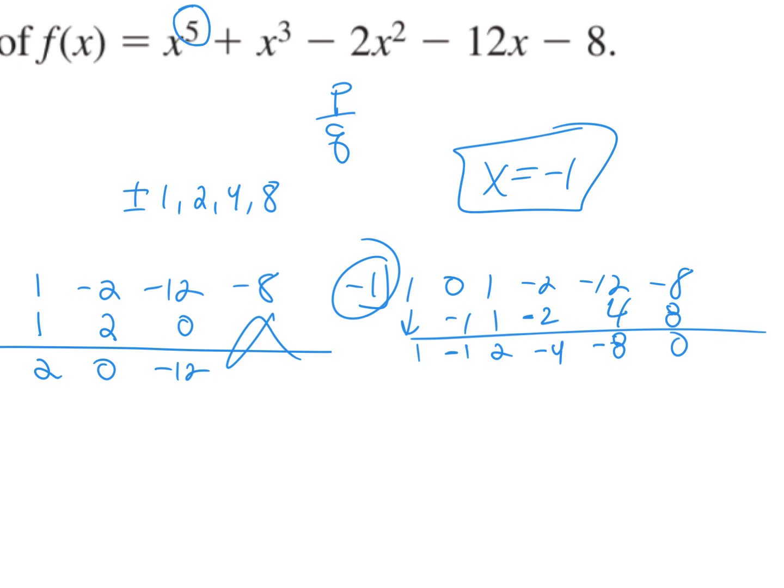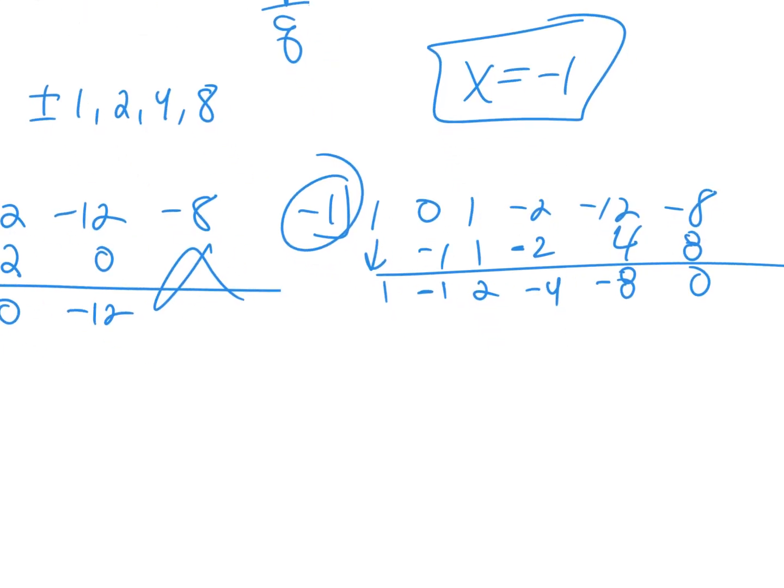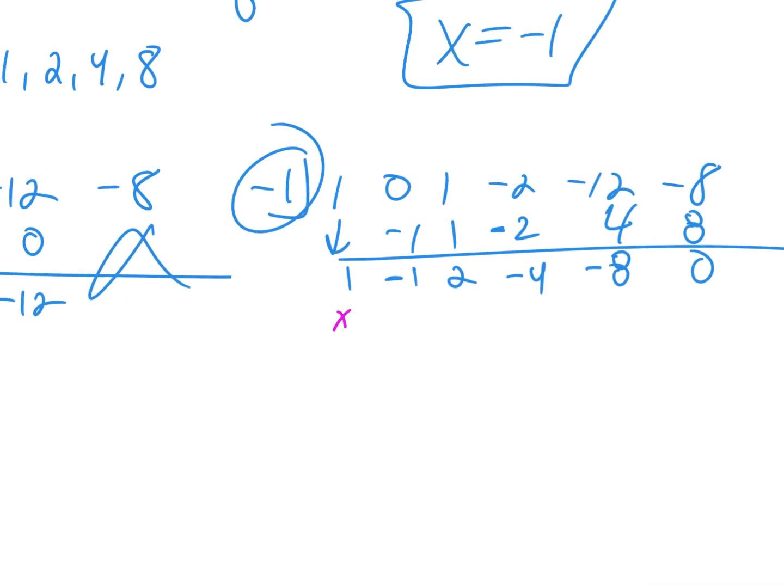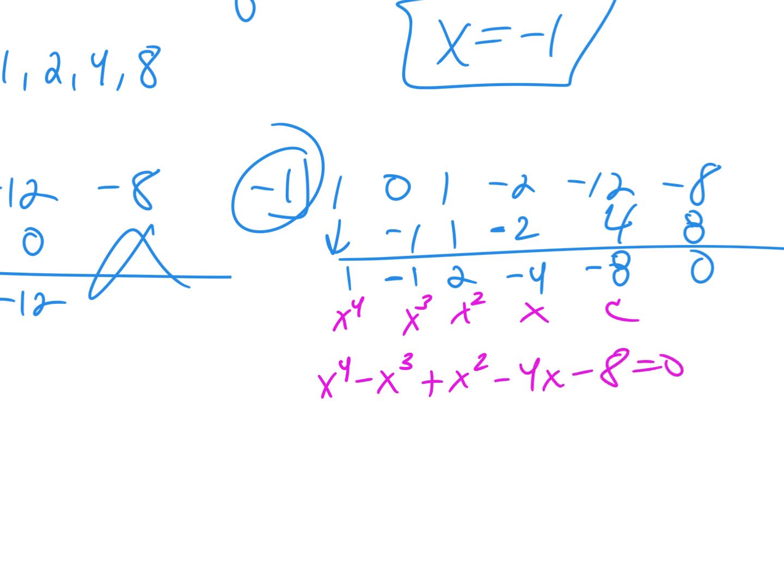There's four left over. So think about this. This is my resulting polynomial. It always starts with one less degree. So since I start off with x to the fifth, this is my x to the fourth, x cubed, x squared, x, and a constant. So I'm going to go ahead and write this out as x to the fourth minus x cubed plus x squared minus 4x minus 8 equals 0.